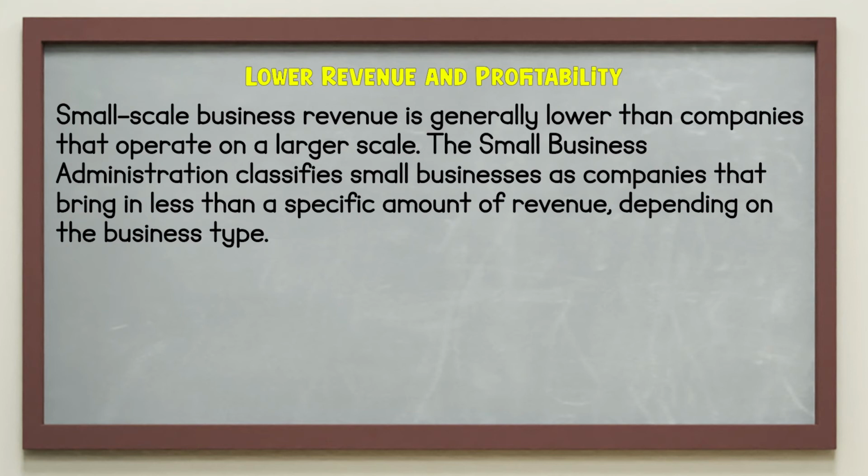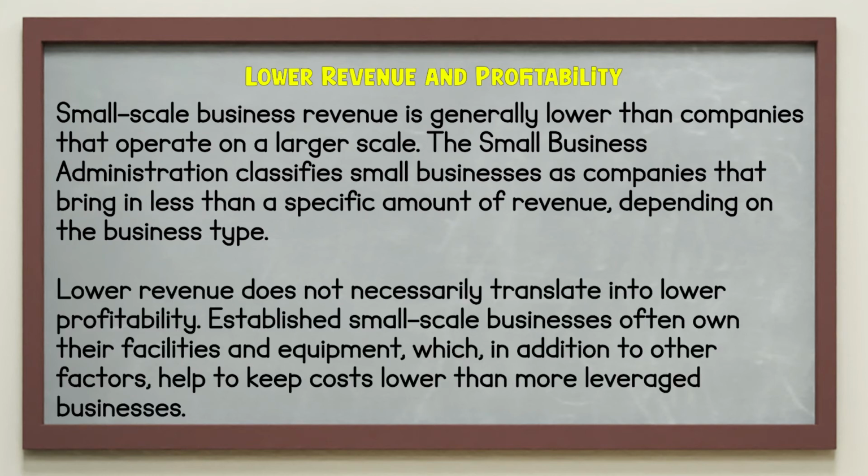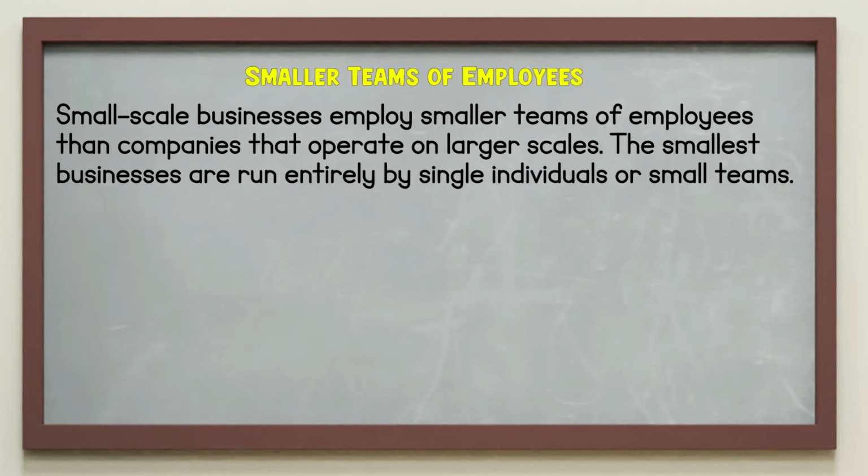Lower revenue and profitability. Small-scale businesses' revenue is generally lower than companies that operate on a larger scale. The Small Business Administration classifies small businesses as companies that bring in less than a specific amount of revenue, depending on the business type. Lower revenue does not necessarily translate into lower profitability. Established small-scale businesses often own their facilities and equipment, which, in addition to other factors, helps to keep costs lower than more leveraged businesses.